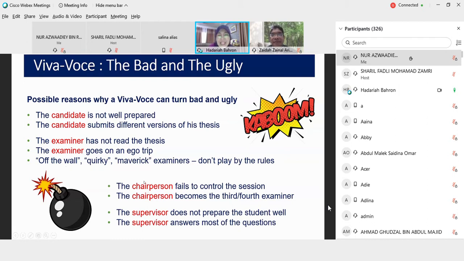Now, the chairperson can also be the cause of the bad and ugly. If the chairperson fails to control the session, that's going to be bad. And the chairperson becomes the third or the fourth examiner. I mean, the examiners will be asking questions to the student and the chairperson comes in and asks more and more and more. That's not fair. That's not going to be acceptable. Chairperson ought not ask questions beyond an acceptable level. If I was a chairperson, I would refrain from asking. I probably would nudge and hint, but I would refrain from asking.